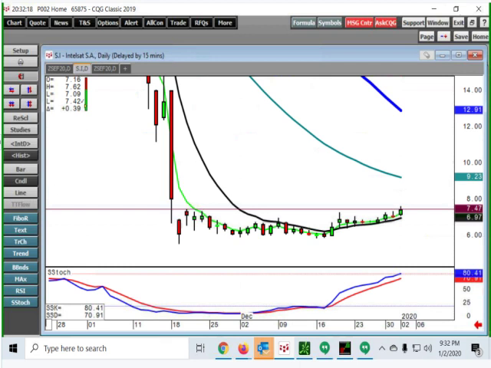So what I'm looking for is the patterns and the ones that have big potential. Now, if there was a lot of overhead right here, may not pay attention to it, but it doesn't look like there's any great overhead until up here. So that looks like about an 80% upside potential. Okay, thanks, Gary.